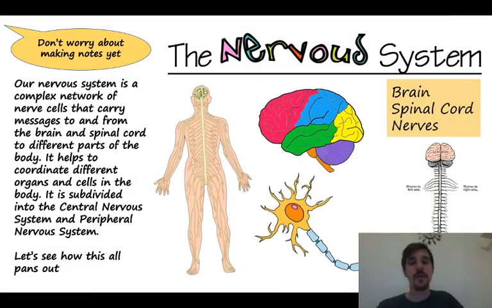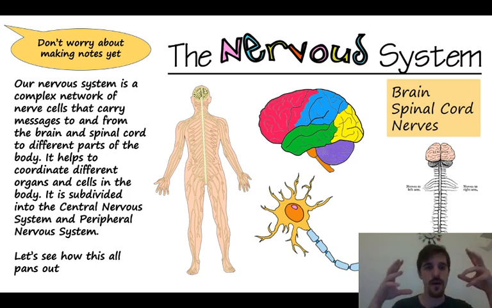So here we go, the nervous system. Our nervous system is a complex network of nerve cells. These are used to transport all the messages from your brain and the spinal cord to all the different parts of the body. It helps coordinate everything from movement to your organs to how you respond to situations. So we're going to subdivide this into different areas. Don't worry about taking notes for this slide. It will be for the following slides that you'll need to worry about notes.